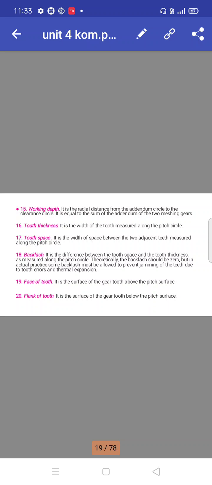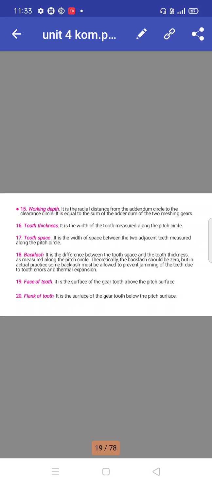Then tooth thickness. It is the width of the tooth measured along the pitch circle. Then tooth space. It is the width of space between two adjacent teeth measured along the pitch circle.